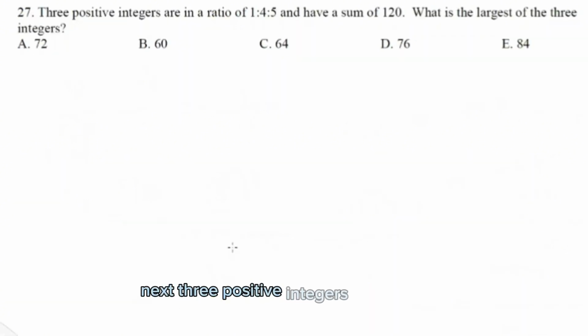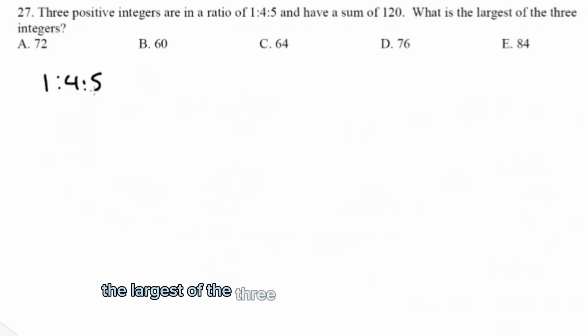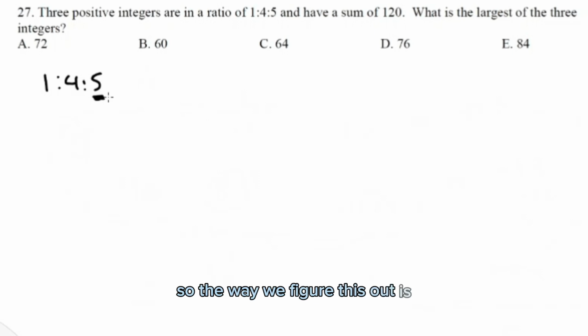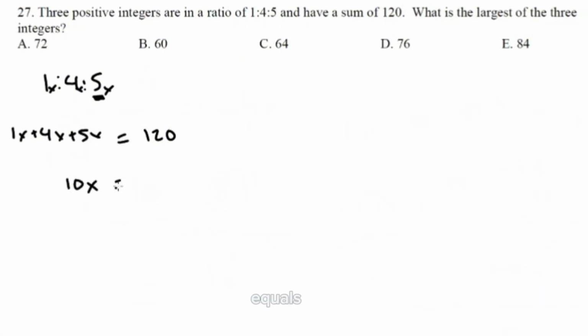Next, 3 positive integers are in a ratio of 1 to 4 to 5 and have a sum of 120. What is the largest of the 3 integers? Alright, so we have the ratio of 1 to 4 to 5. The largest of the 3 integers is the one that has the ratio of 5. Alright, so the way we figure this out is, if these all add up to 120, we can put an x in front of all of these. So that means 1x plus 4x plus 5x equals 120, which means 10x equals 120, and x is 12.